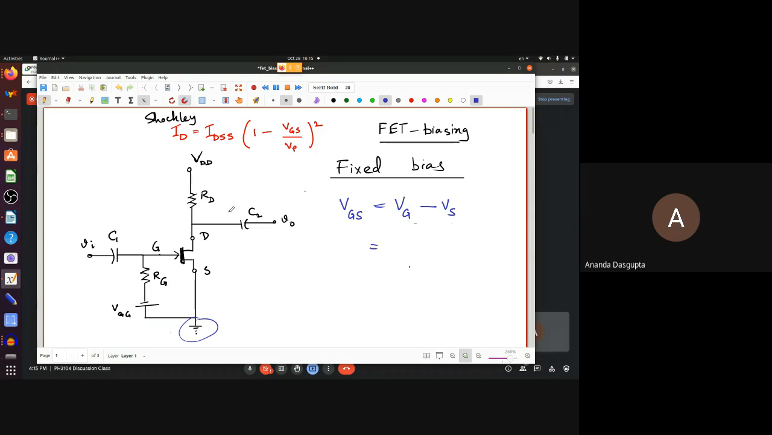Now, question, how much is VS? Tell me, in this circuit. How much is VS and how much is VG? These are the two questions. First, how much is VS? The easy question. The DC voltage at the source, how much is that? 0. Has to be 0, right? It's directly connected to the ground. That's a simple thing.